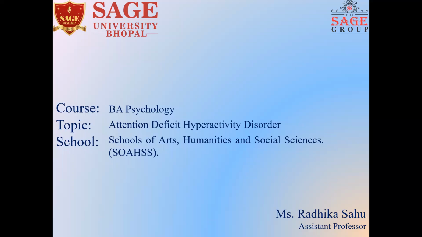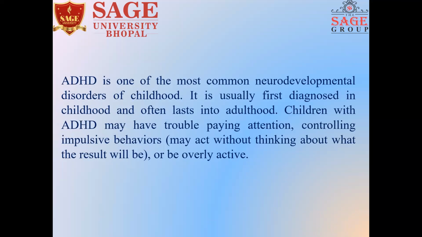Today, we are going to discuss the most commonly known psychological disorder, that is ADHD. It is one of the most common neurodevelopmental disorders of childhood. It is usually first diagnosed in childhood and often lasts into adulthood. Children with ADHD may have trouble paying attention, controlling impulsive behavior, or be overly active.